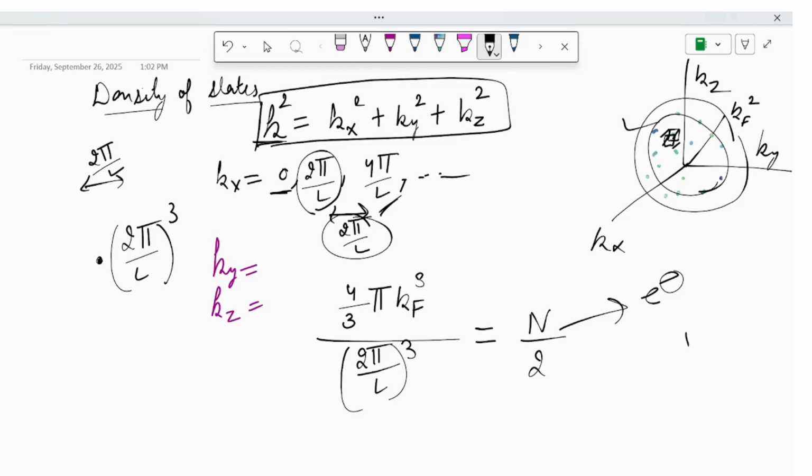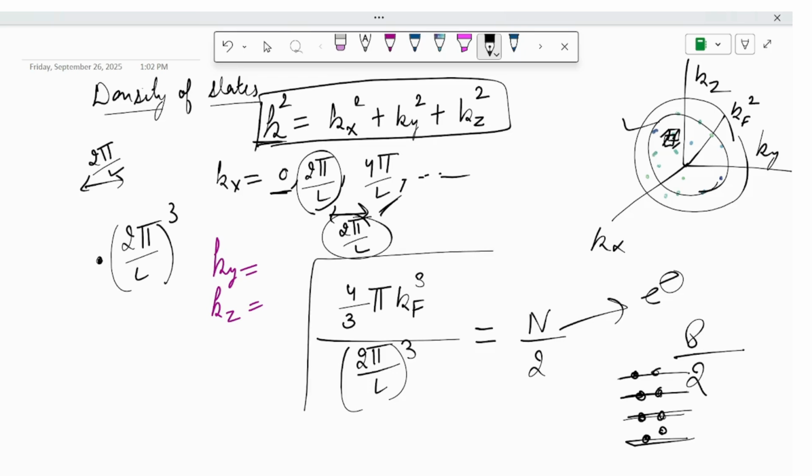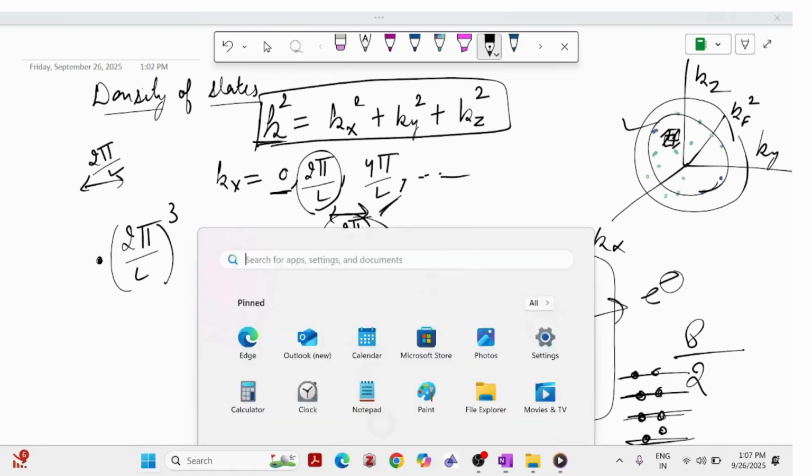Say, if we are having 8 electrons, we know one electron will be having spin up, one will be having spin down. So the total number of k states or quantum states will be half of this. For example, we are having 8 electrons, so these 8 electrons will occupy the lowest 4 levels. So the number of quantum states are these. Hence, we will get this expression, and from here we can easily calculate the expression of kF in terms of N or N in terms of kF.